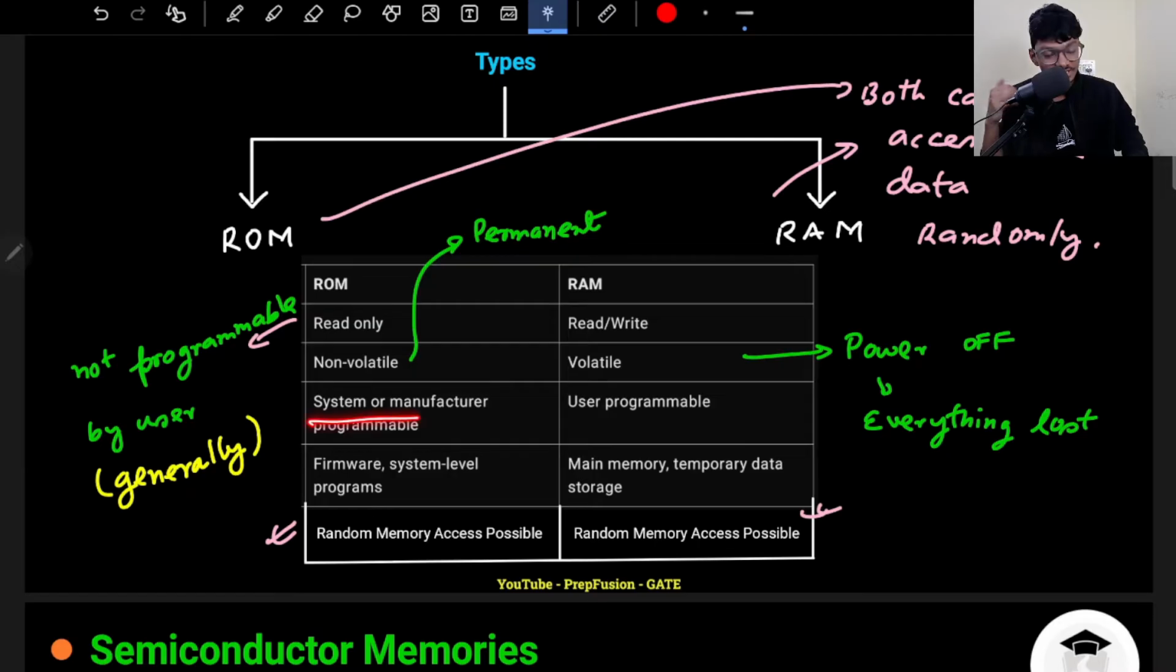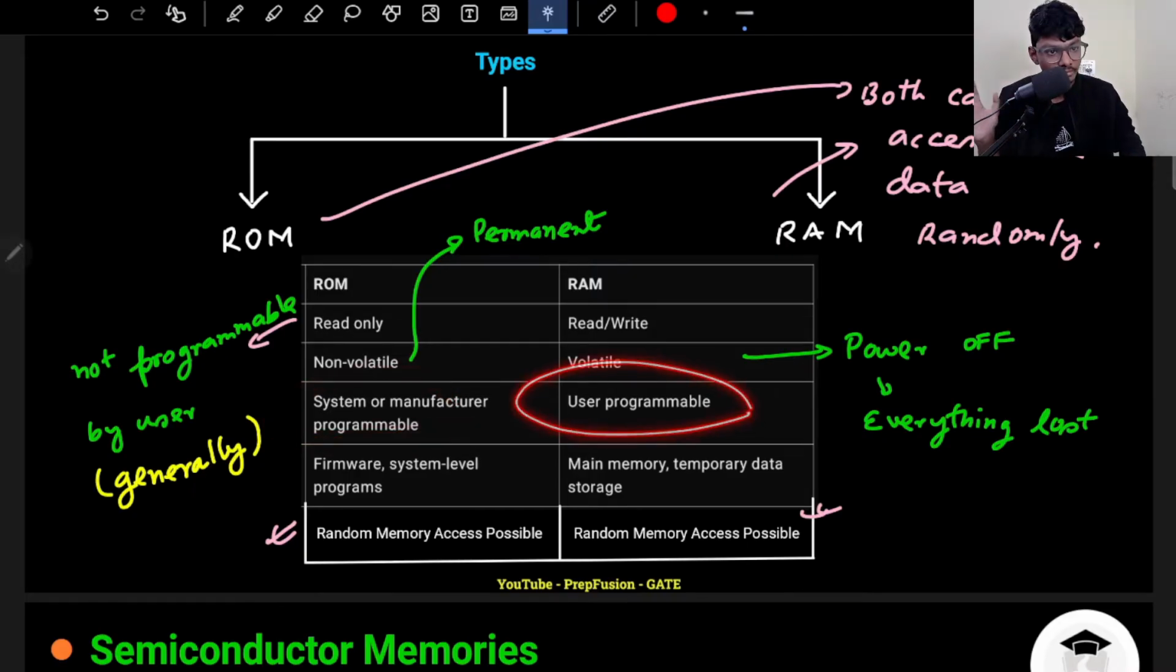Now, ROM generally is system or manufacturer programmable. The user does not do anything here. If you know a few things like BIOS, in your computer or laptop, you have a thing named BIOS. Generally, we don't touch the BIOS until and unless we really need to. We can change a few manufacturer things on the BIOS, but we don't use it, so the user doesn't touch it.